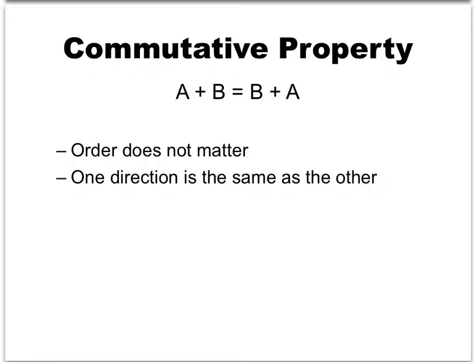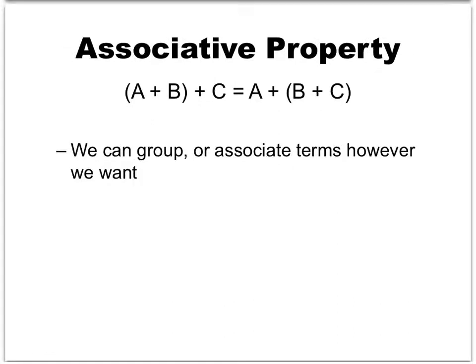Think about commuting to work or to school. The distance that you drive to school is the same as the distance that you drive back home from school. So this is like one direction, this is the other direction, and they're the same distance. The second property is the associative property.